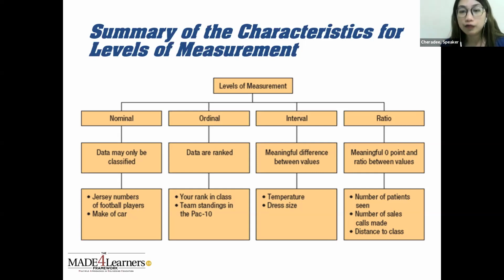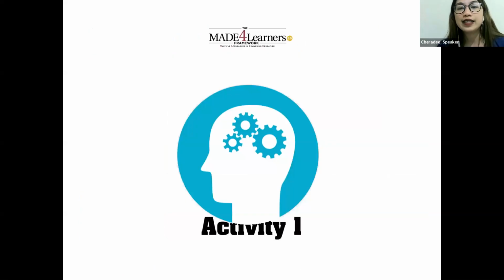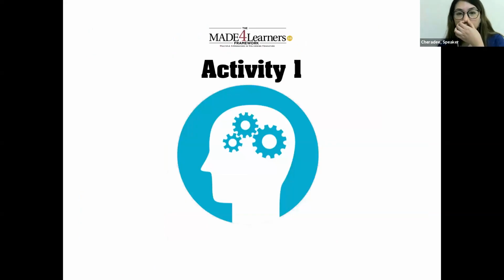ratio, on the other hand, meaningful 0 point is an interval data, but with meaningful 0 point. So if it means 0, it really means 0. Number of patients seen, number of sales calls made, distance to class, so on and so forth. Yeah, I guess that's the end of the first lesson. Questions so far?